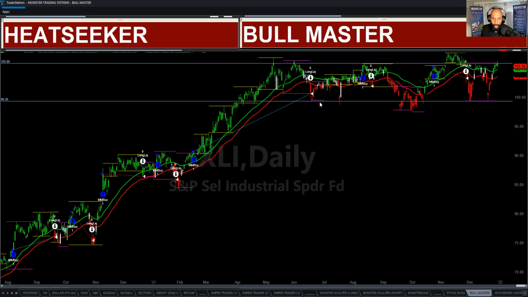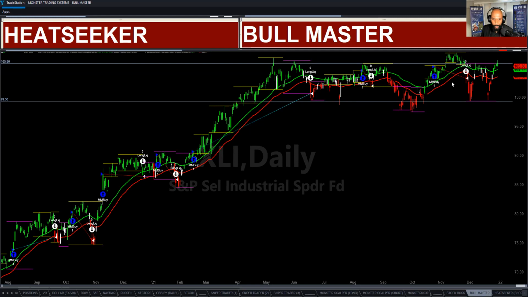Same for support. Came all the way down to support. Buyers got back in, same here, same here, same here, and same here. This goes back about 9 months, so this is very strong consolidation here.